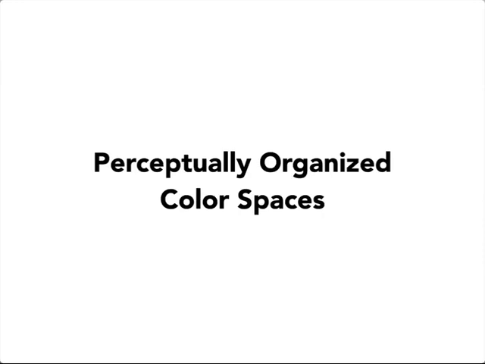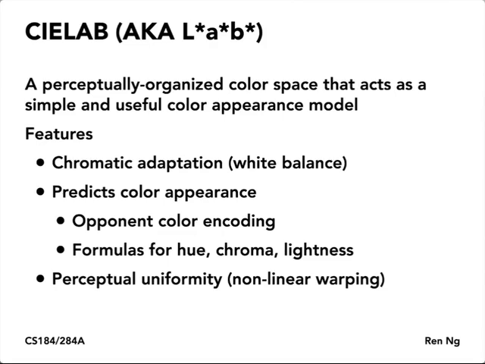Okay, so most color spaces don't take into account perceptual organization. sRGB doesn't, well, a little bit, but it's not deeply in the design of it. CIE XYZ does not. CIE Lab is a non-linear color space. Everything we've talked about up to this point has been a linear color space, okay, linear transformations from the responses of the cone cells, the LMS. CIE Lab is nonlinear, and it was designed specifically trying to incorporate perceptual goals in the color representation, okay? So it's a perceptually organized color space that acts as a simple and useful color appearance model.